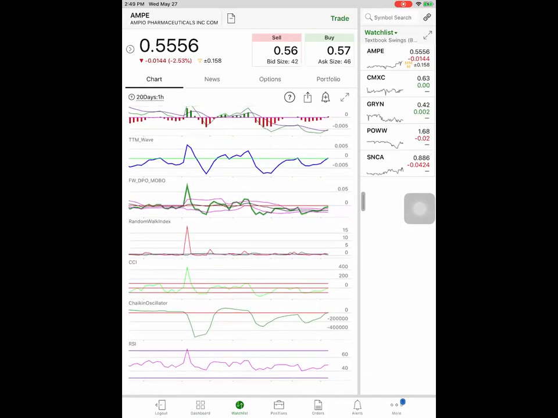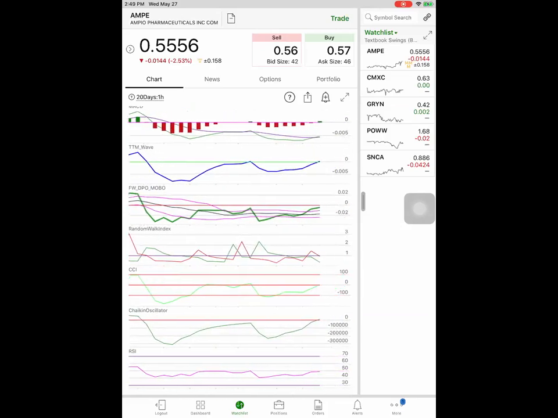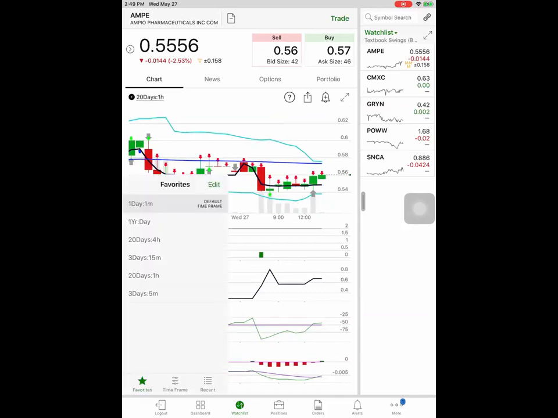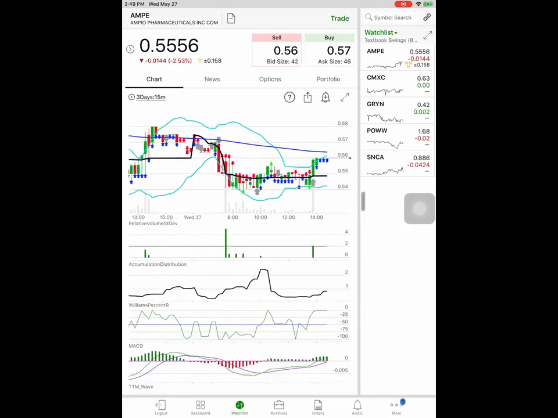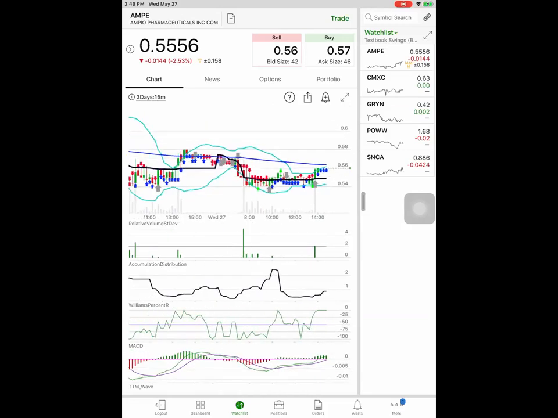TPM level is not in the scanner. Random walk is red over green. Chaikin's over 0. RSI is not over 70. So that's what we're looking for. And then if we zoom into the 15-minute, I'm assuming we're going to see some blue TTM trends. Yes, indeed. So this has multiple blue TTM trends in a row.